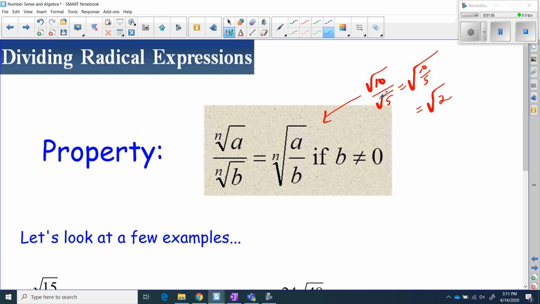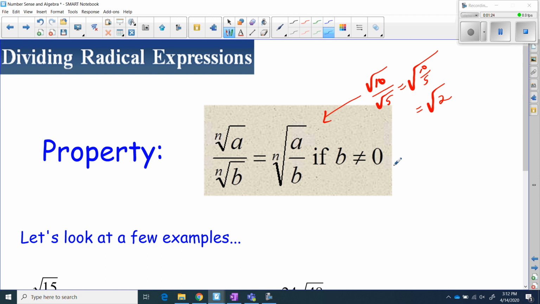Now, the indexes have to be the same, so you couldn't divide a square root by a cube root. That wouldn't work. But if these are the same, you can make one large radical symbol, and then below that radical symbol, just put your quotient. So in this case, 10 over 5. And then you divide those like regular numbers. 10 divided by 5, the answer would be radical 2.